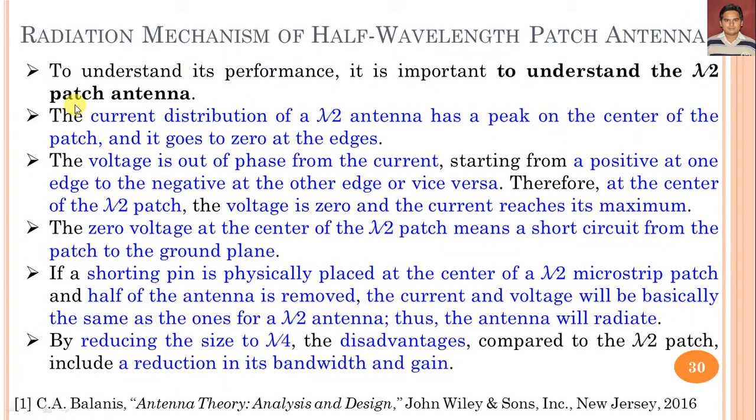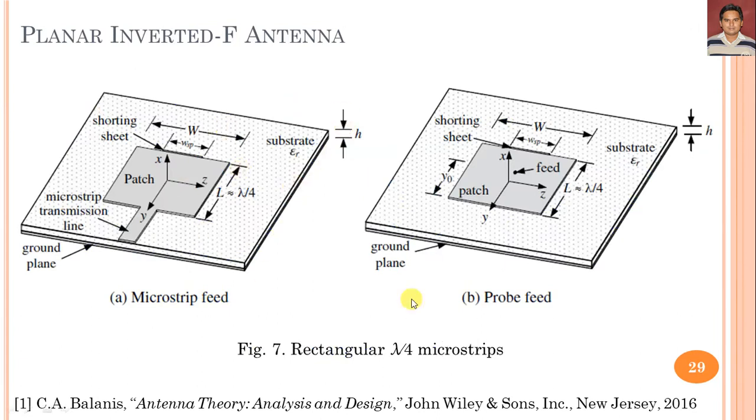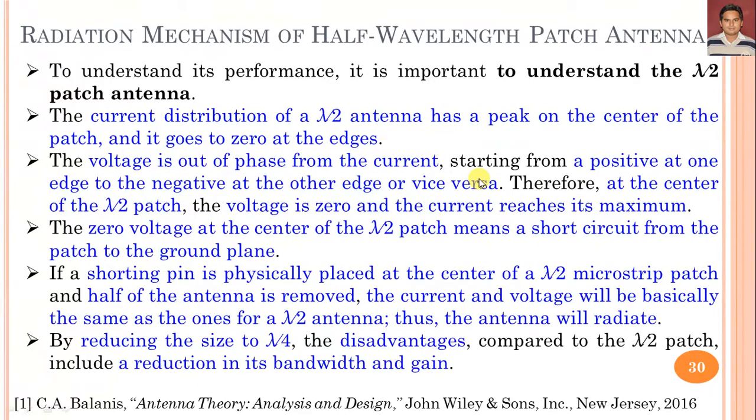Before going on to understand the radiation mechanism of the planar inverted F antenna, we first need to understand the radiation mechanism of the lambda by 2 patch antenna. The current distribution of a lambda by 2 antenna has a peak at the center of the patch and goes to zero at the edges. It is a similar concept to what we discussed during the analysis of wire antennas.